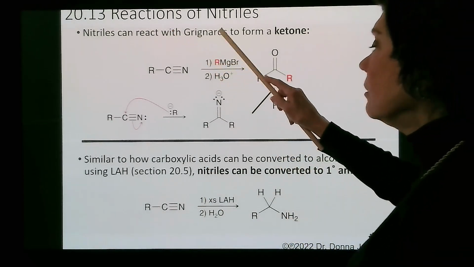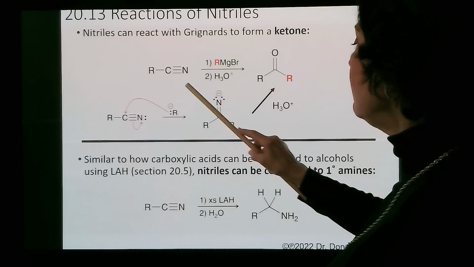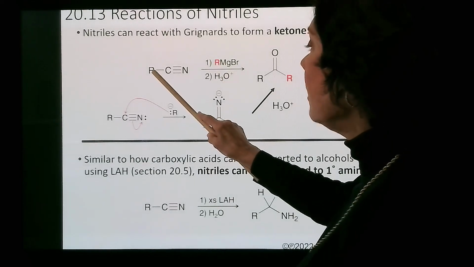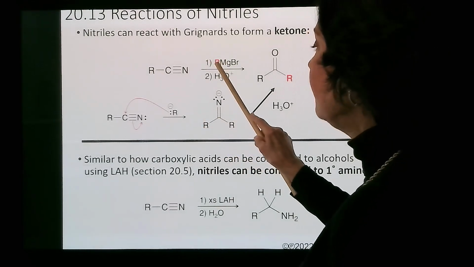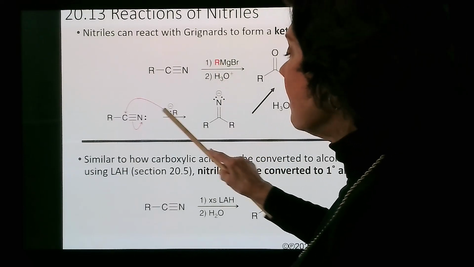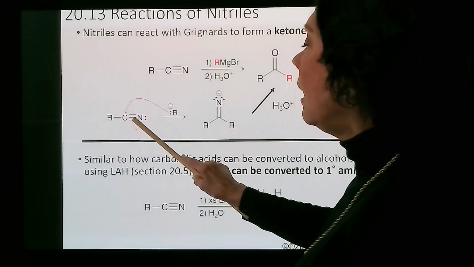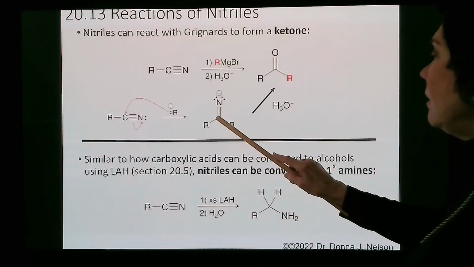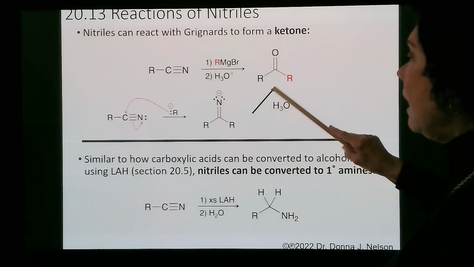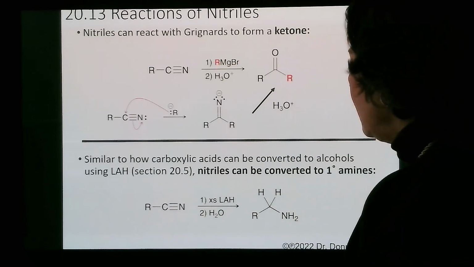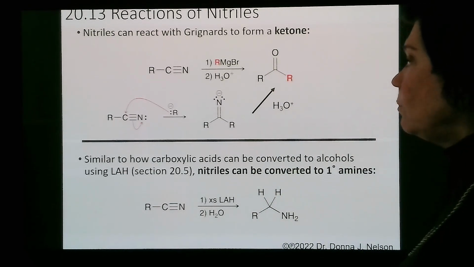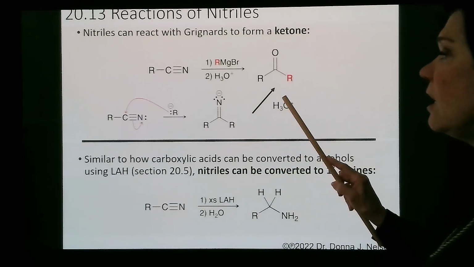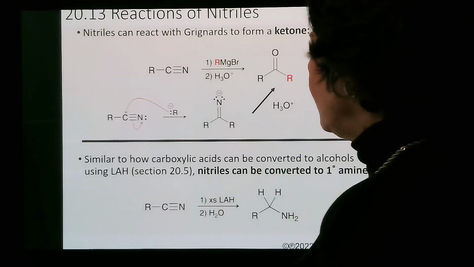Nitriles can react with Grignards to form a ketone. So the alkyl group, and it doesn't matter whether it's analogous to this alkyl group, they can be the same or different. This alkyl anion attacks carbon. The pair of electrons in one of the pi bonds moves out onto nitrogen, and then this can be hydrolyzed to the carbon-nitrogen pi bond and the carbon-oxygen pi bond. And we've seen the mechanistic steps for this previously, so I'm not going to go through that again.